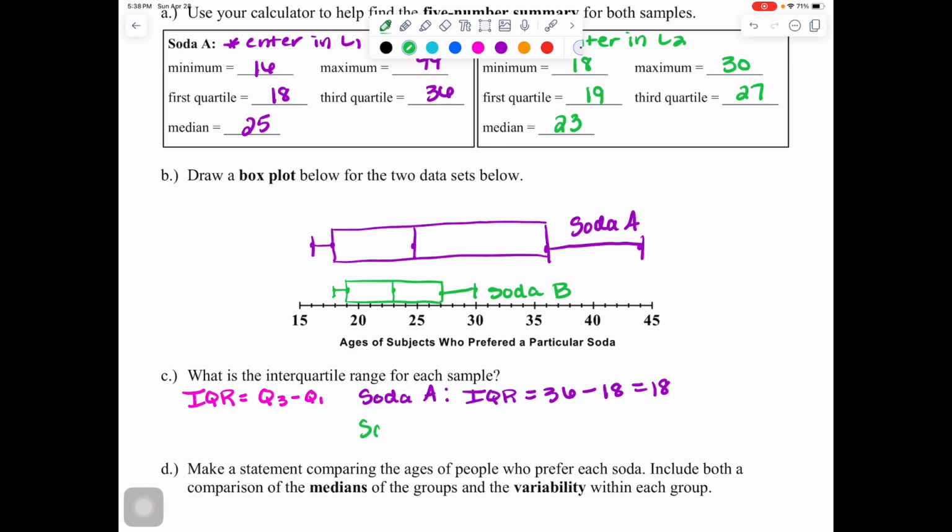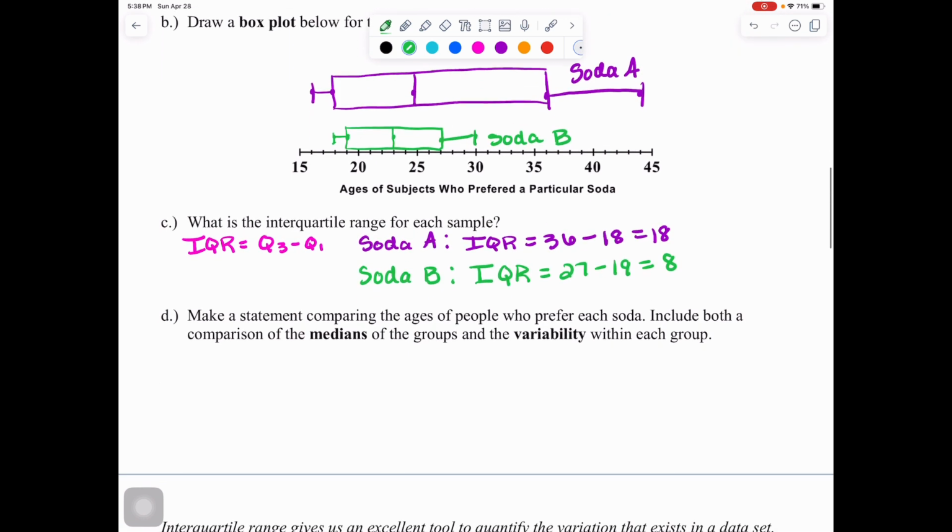And then for soda B, our IQR was 27 minus 19, which is 8. So it says, make a statement comparing the ages of people who prefer each soda. Include both a comparison of the medians of the groups and the variability. So I'm going to highlight both of those because that's the information they want. They want a comparison of the medians and the variability within each group.